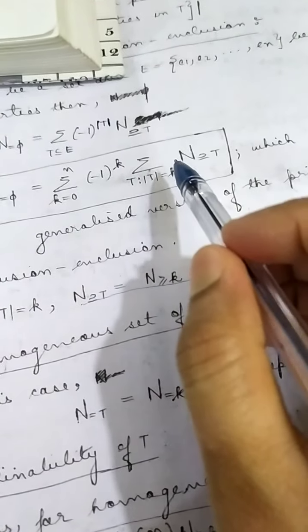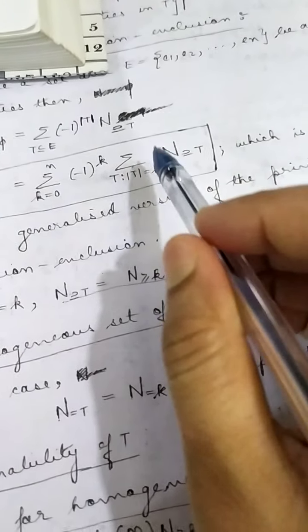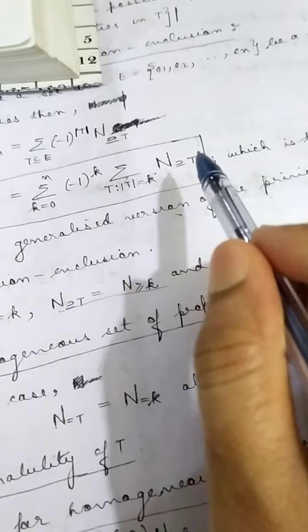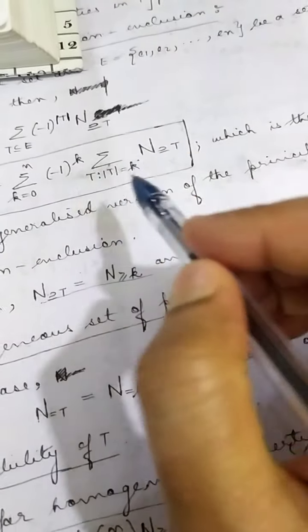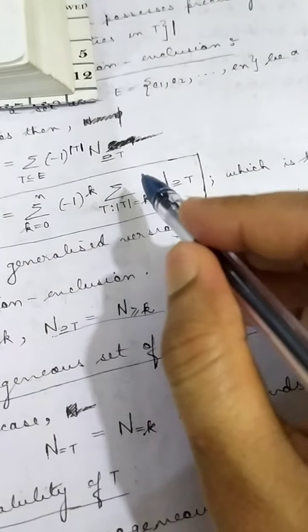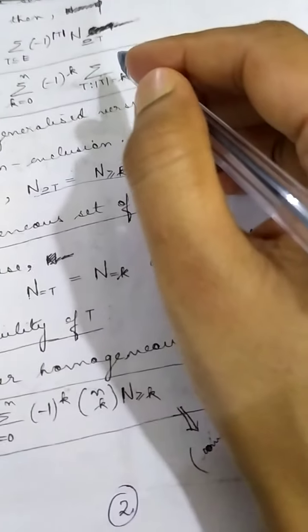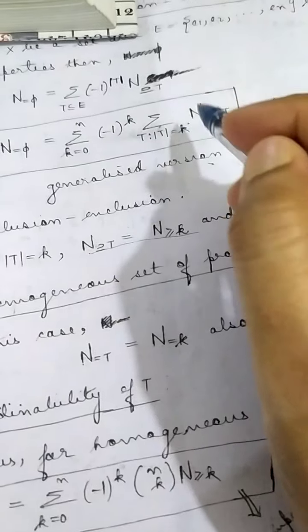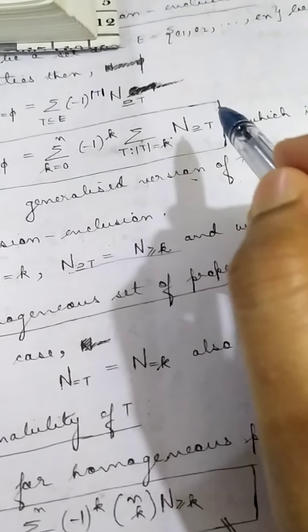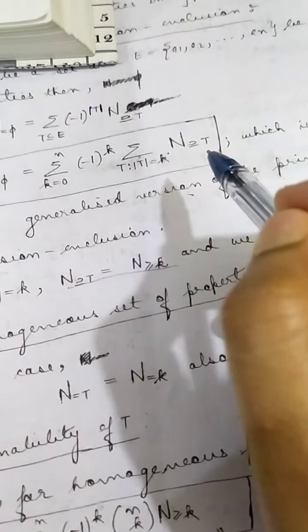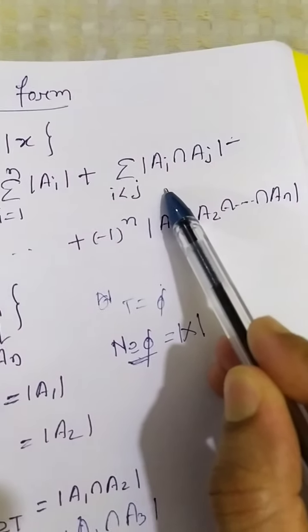K equal to 1 means this is the number of elements in a1 plus a2 plus a3, something like that up to an. So in our previous discussion, this is nothing but n choose 1. Similarly for a1 intersection a2, for the second summation sign, this is nothing but n choose 2.